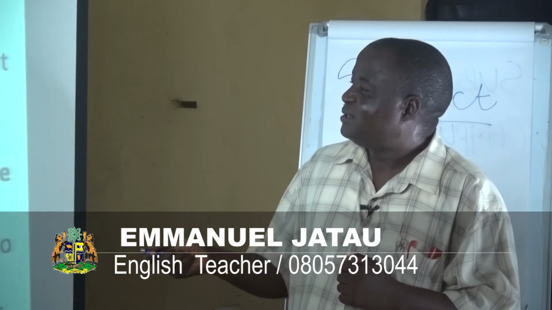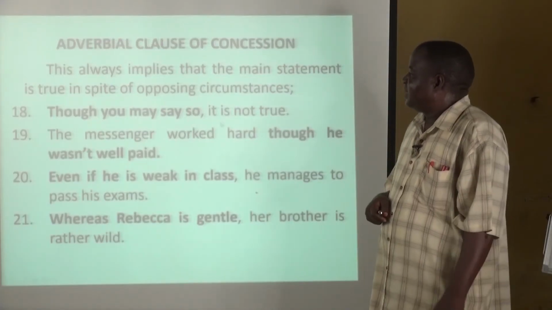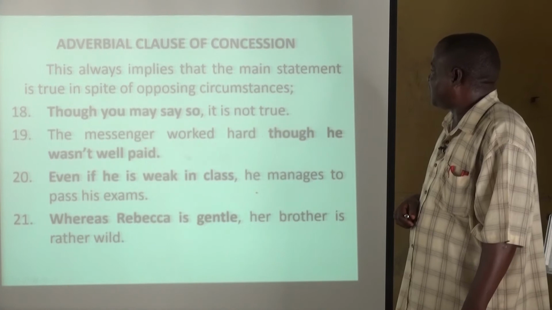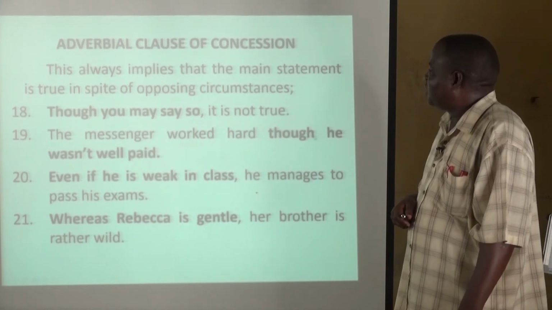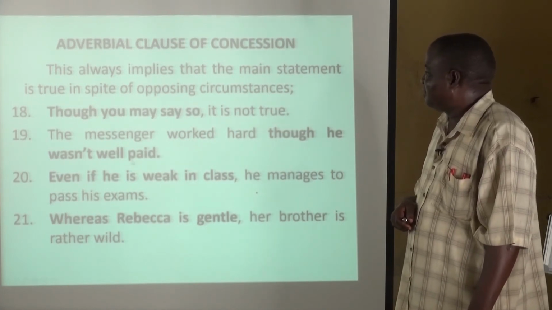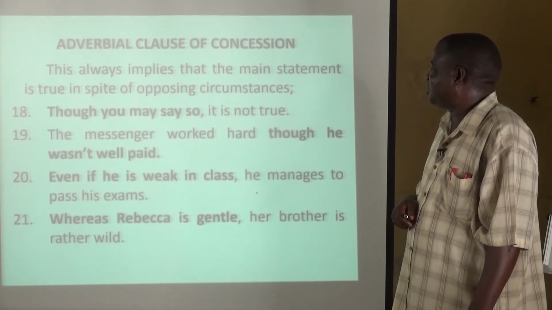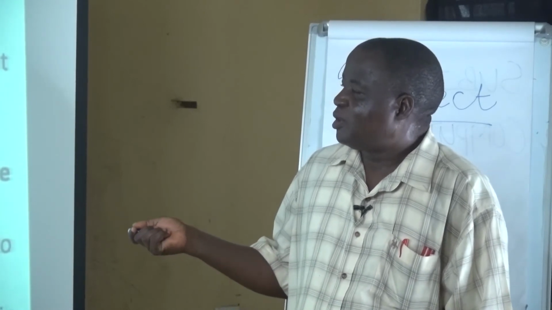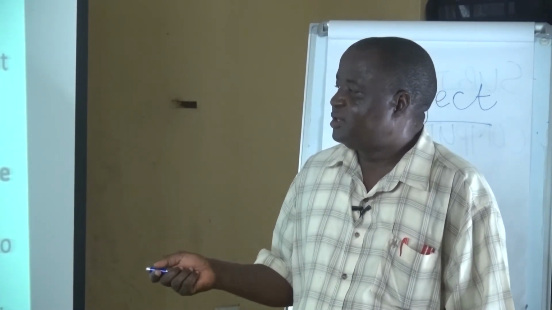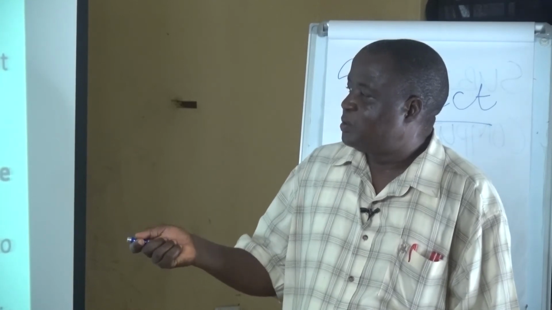But our verb is 19. The messenger worked hard, though he wasn't paid well. That remains our adverbial clause of concession, the darkened part of it, and our verb is worked.